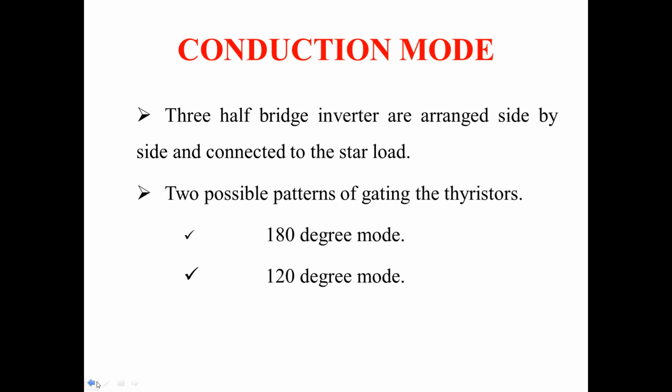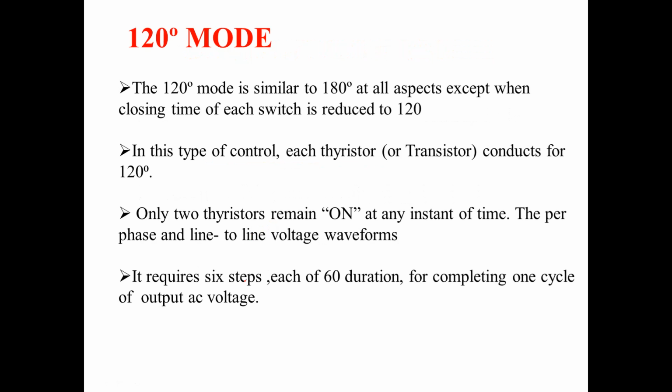Generally, a three half-bridge inverter with star connection has two possible patterns of gating the thyristors. One is the 120 degree mode and the other is the 180 degree mode. Here we are going to see the 120 degree mode, which is very similar to the 180 degree mode with all similarities, except the conduction time of each switch is reduced to 120 degrees.